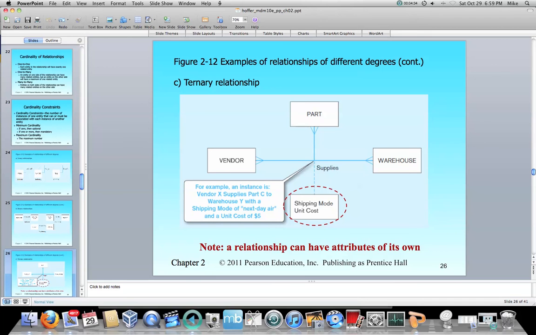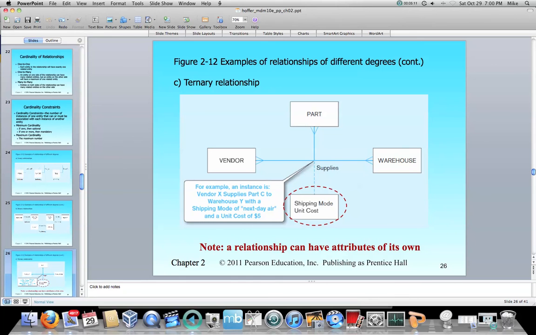And we've got an example of a ternary relationship where we've got vendors, we've got parts, we've got a warehouse, and then the relationship is supplies, and supplies as a relationship has its own attributes, those being shipping mode and unit cost. So you can see the example is that vendor X supplies part C to warehouse Y with a shipping mode of next day air and a unit cost of $5.